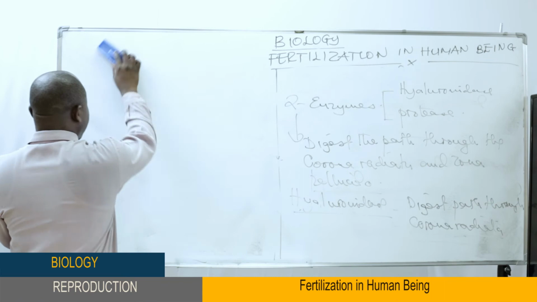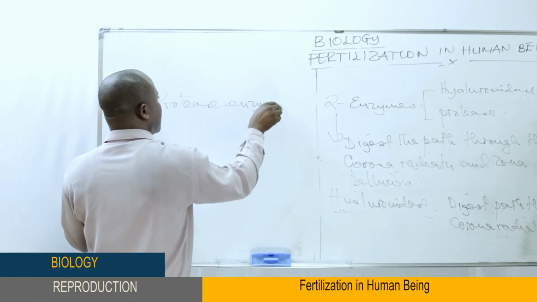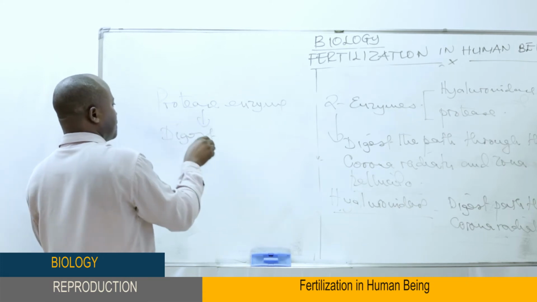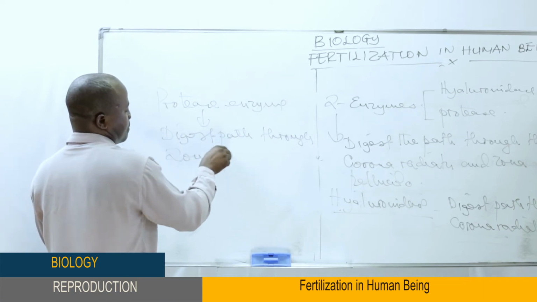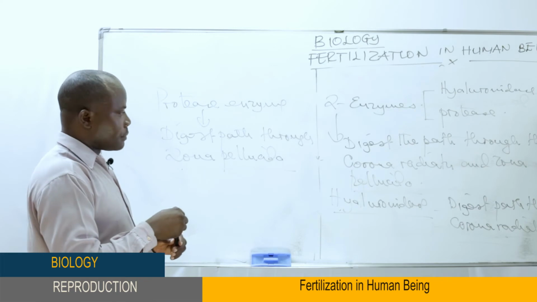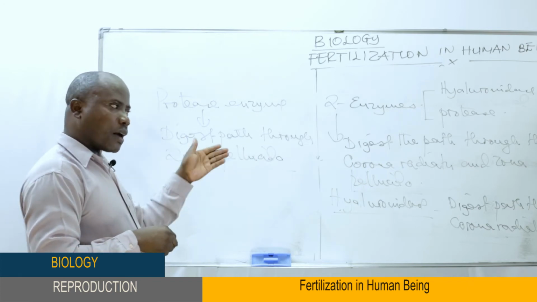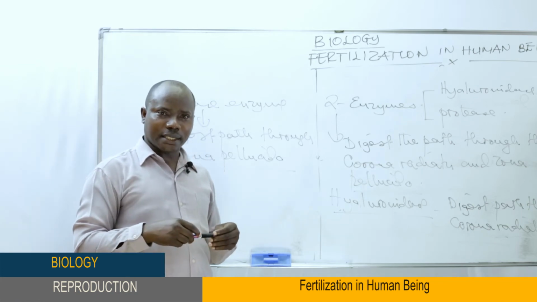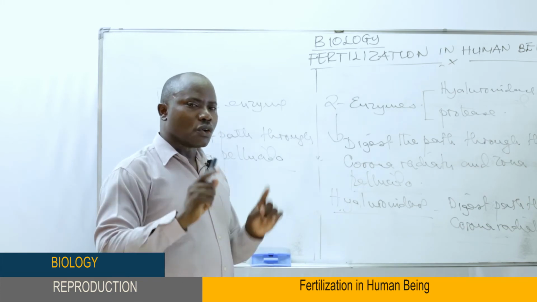But also, the protease enzyme digests the path through the zona pellucida. When this layer has been digested by these two enzymes to make a very fine path, the sperm cell can enter the egg cell from outside to the inner part. By so doing, you will have responded correctly to this question. What you needed to do, my dear students, is to explain the importance of the acrosome reaction and the role of the two enzymes.